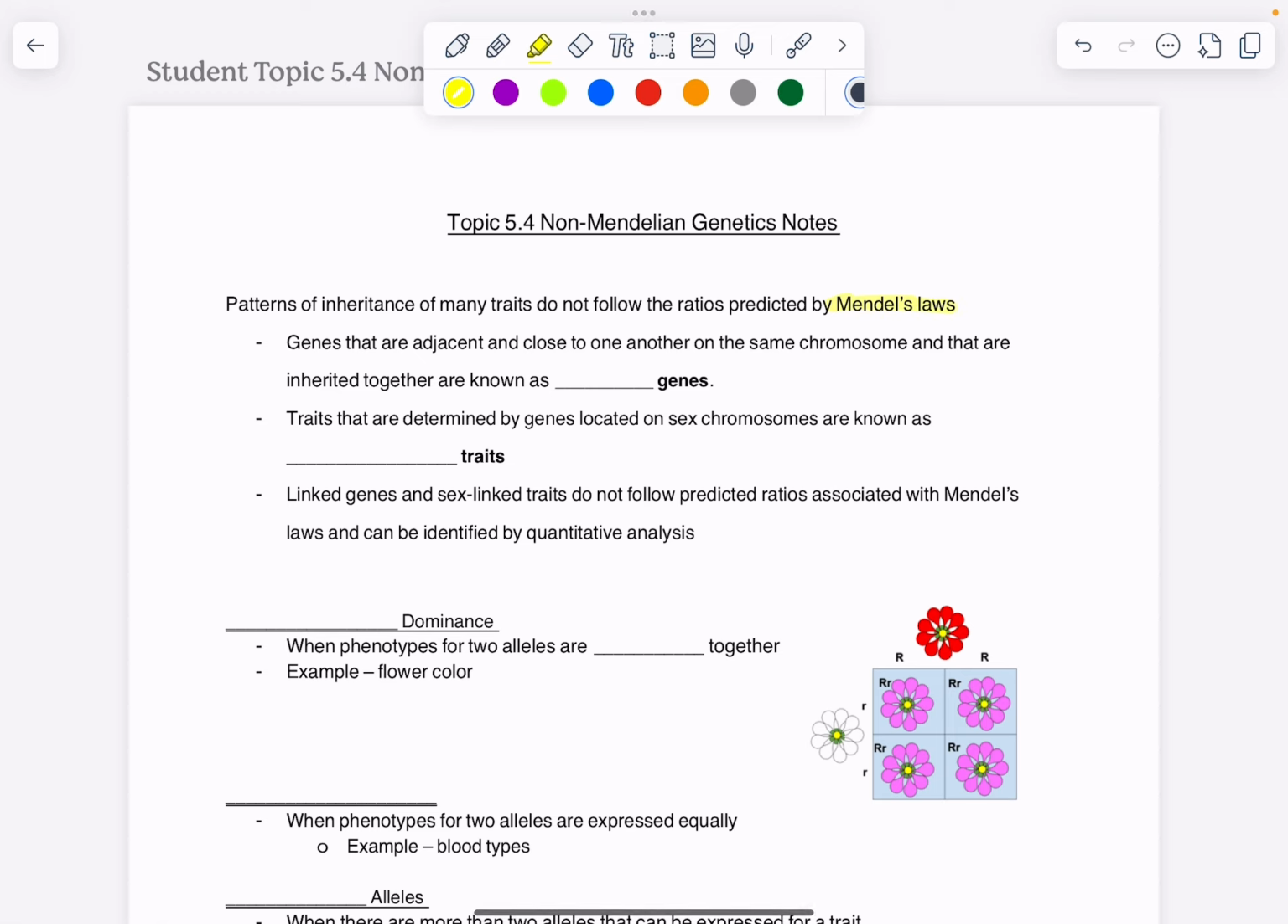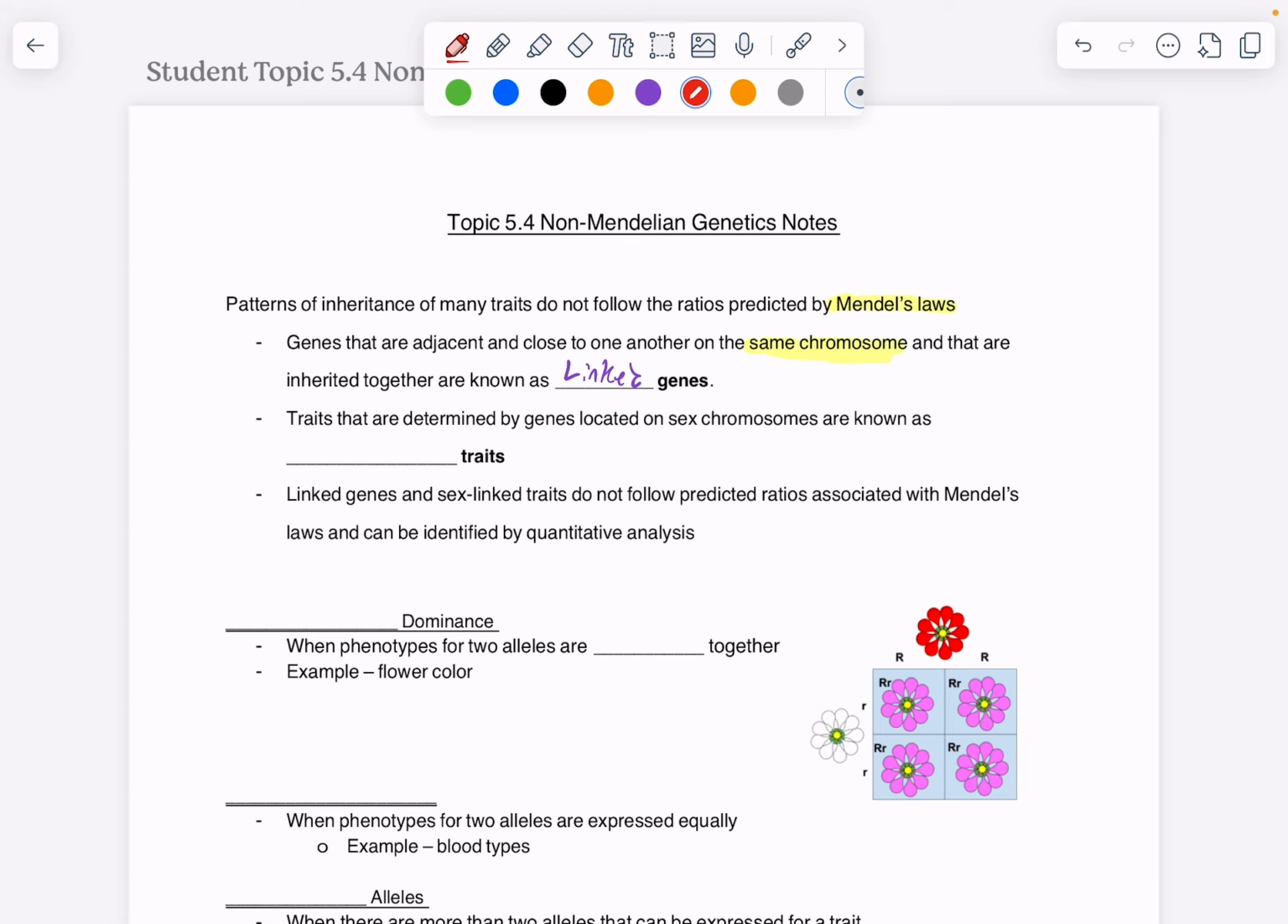Genes that are adjacent and close to one another are going to be a big theme in this topic. Genes found on the same chromosome that are inherited together are known as linked genes. We'll talk a little bit more about that. A common example is red hair and freckles. People with red hair typically also have freckles, and those genes are found really close together on the same chromosome, so most of the time they are inherited at the same time.